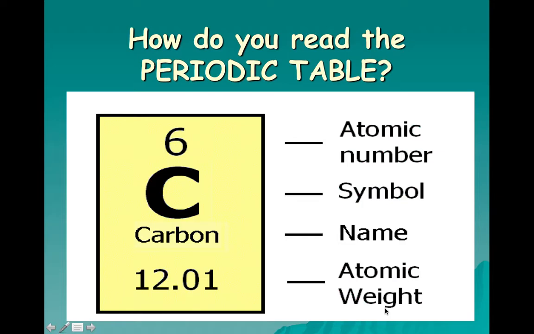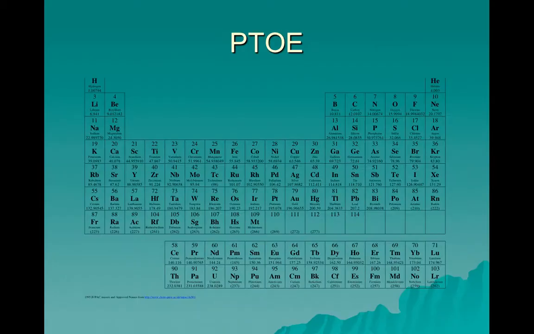That will be a quiz question. You'll get a card just like this, and you'll have to recognize that this is the atomic number of an element, the symbol, the name, and the weight. Very simple. So as you can see, here is the entire chart.